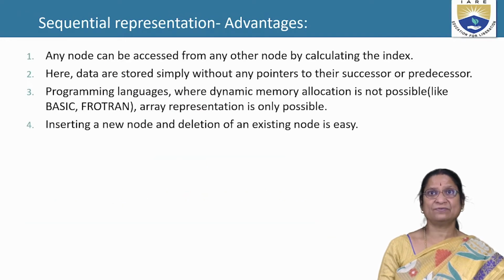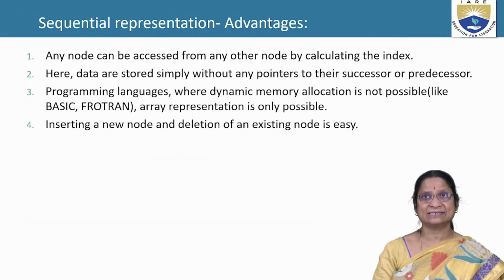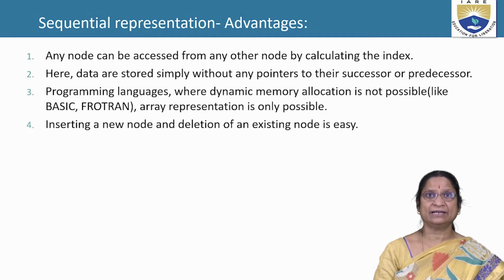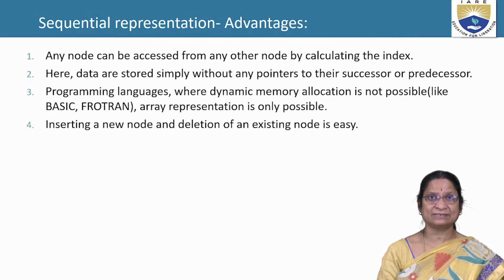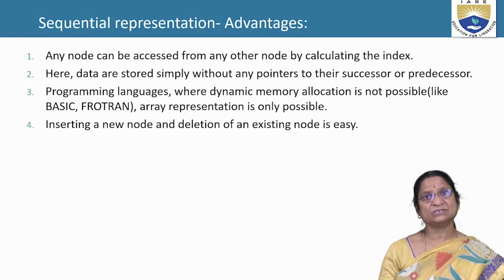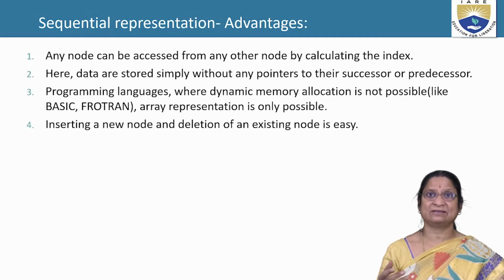So like that, the advantage of sequential representation is that we can access any node by calculating its index. Data can be stored without any pointers to successor or predecessor. And for languages which don't support pointers, this is the best way of representing a binary tree. And inserting a new node and deleting an existing node is easy.